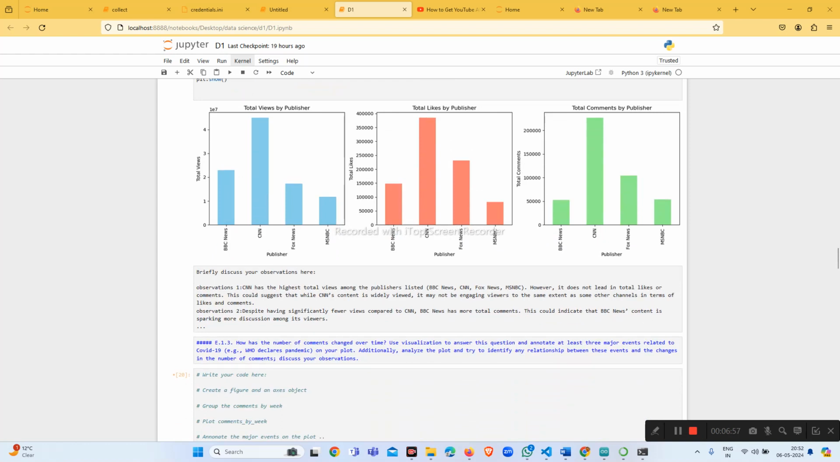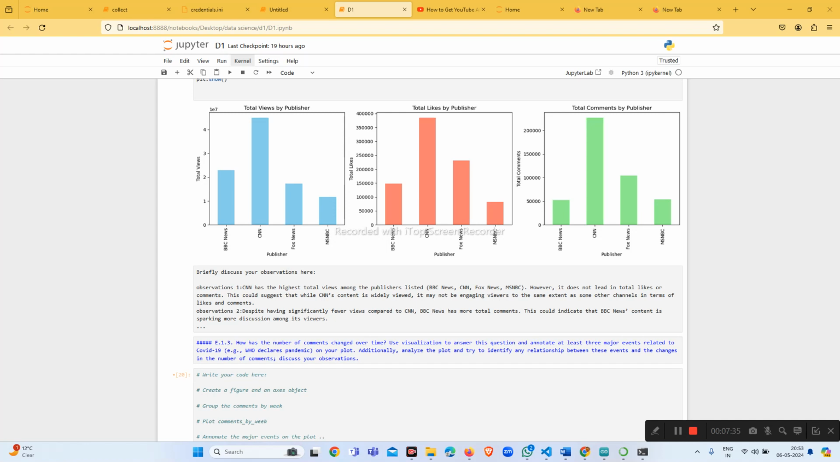So this is the output, and the observation was CNN has the highest total number of views among the publishers listed: BBC News, CNN, Fox News, and MSNBC. However, it does not lead in total likes or comments. It could suggest that while CNN has wide viewership, it may not be engaging viewers to the same extent as some other channels in terms of likes and comments.